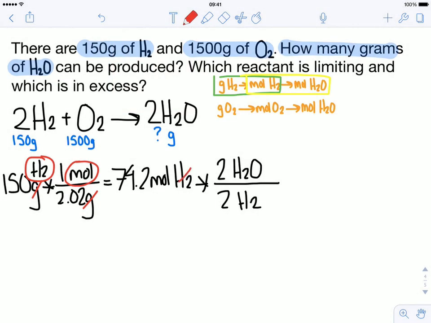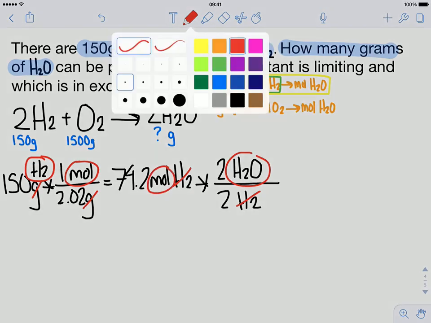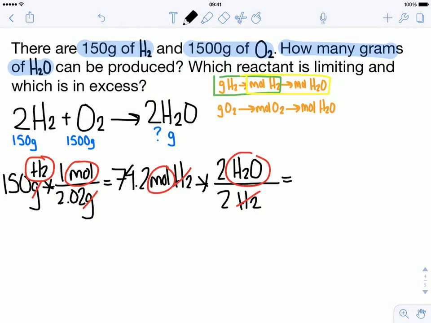So H2 is going to cancel out with H2, and I'll be left with moles of H2O. So when you do that, we should come up with 74.2 moles of H2O. Okay, so we went from grams of H2 to moles of H2O. So we took care of the first goal.